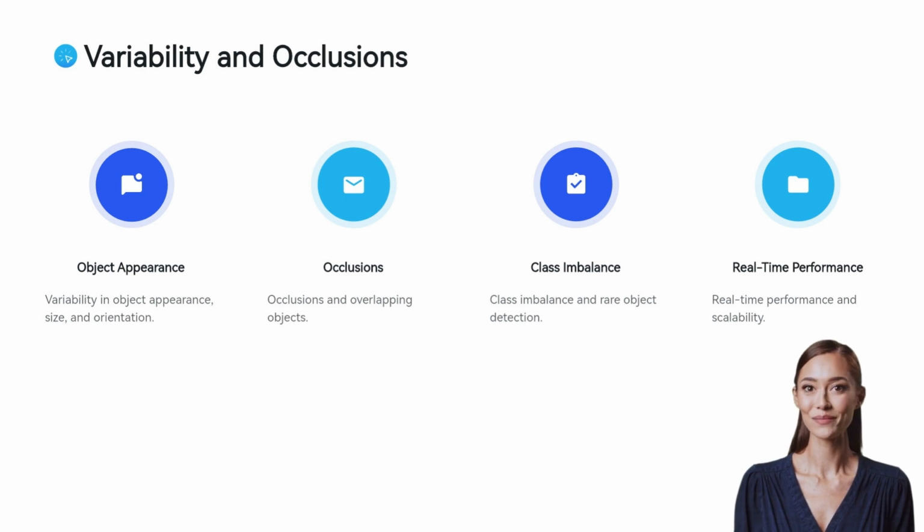Class imbalance. The presence of far more background pixels than object pixels creates class imbalance, which can lead to biased predictions. Real-time performance. For certain applications like autonomous driving or surveillance, object detection needs to be fast enough to make real-time decisions. Achieving high accuracy while maintaining speed remains a key challenge. Overcoming these challenges continues to drive innovation in the field of object detection.